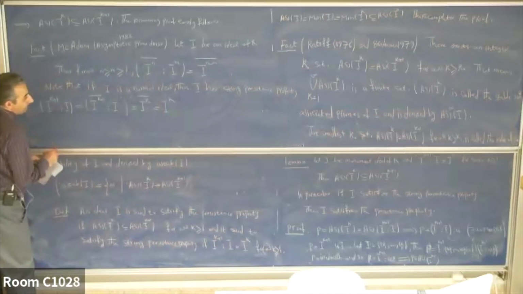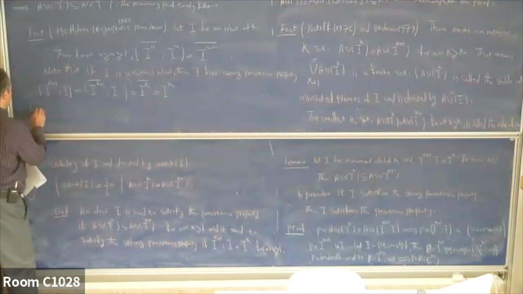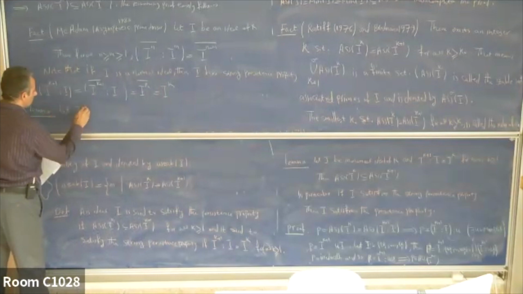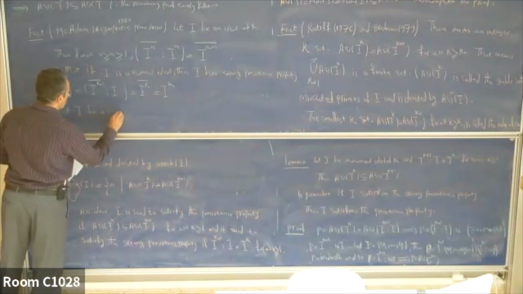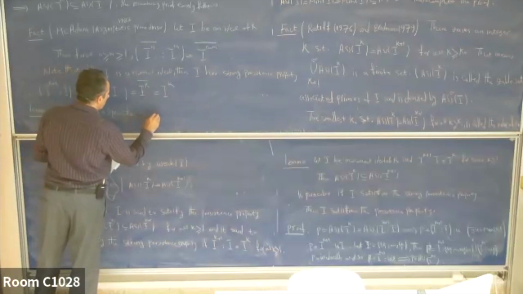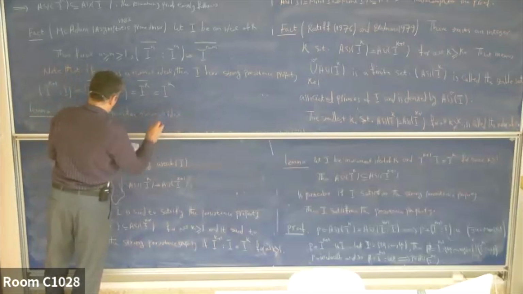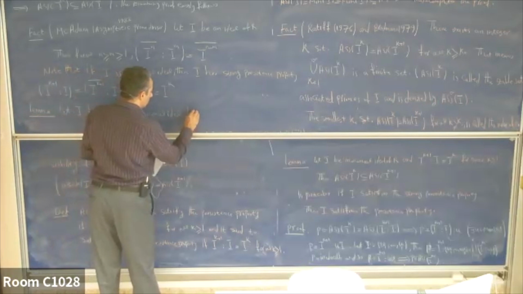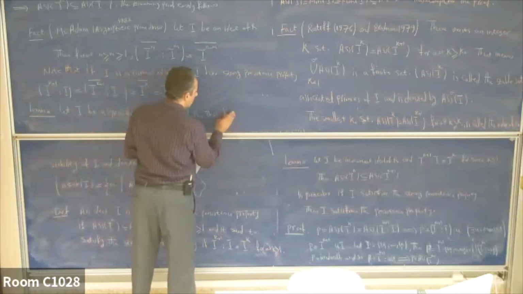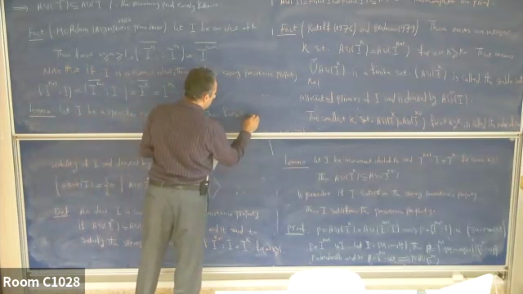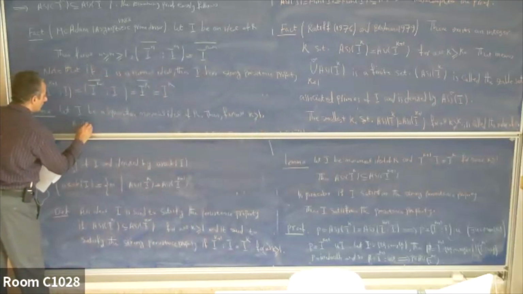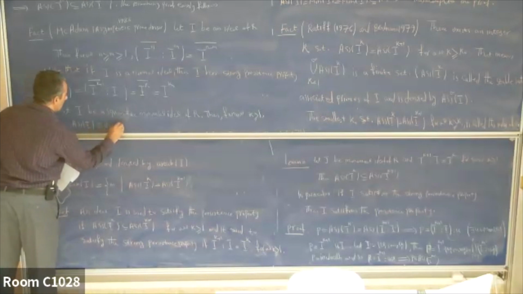And lemma. Let I be a square free monomial ideal of R, then for all k bigger than or equal to 1, S of A contain of S of A^k.